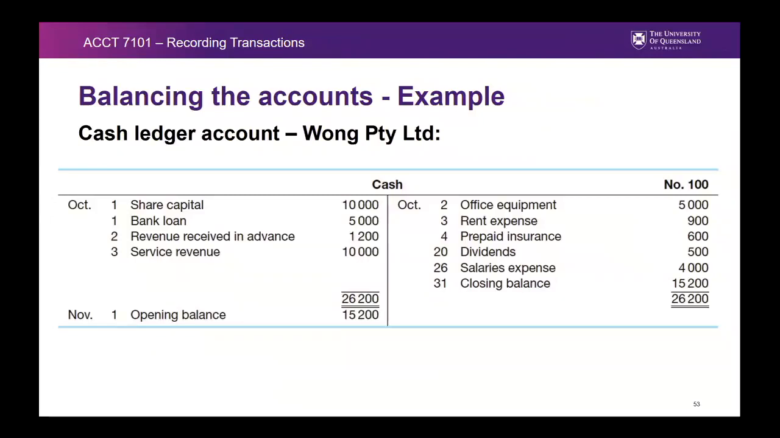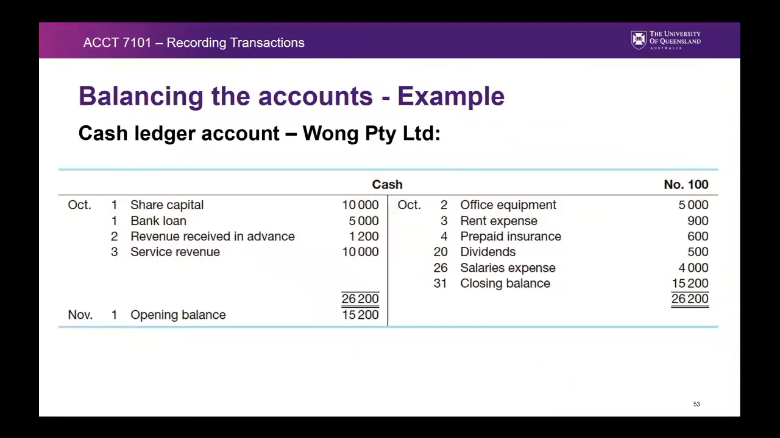Yeah, but what about if an account has this closing balance, still not balance? It has to have a number. If you add up all the debits and all the credits, it has to be a number. So that number will be the closing balance for the period.